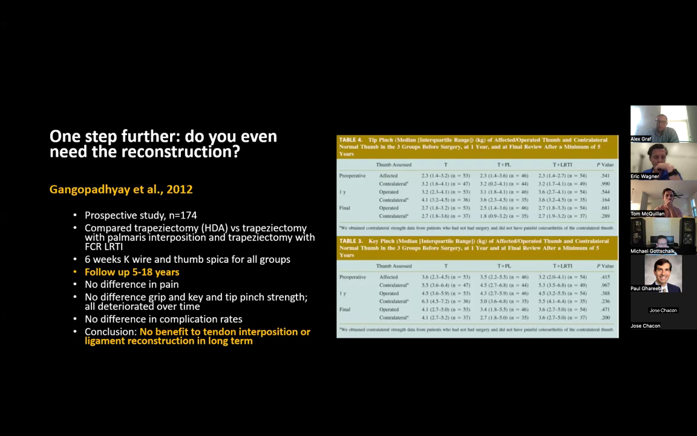Do you need the reconstruction? Here's a study prospectively comparing hematoma distraction arthroplasty to LRTI with follow-up that was very highly variable, 5 to 18 years, but still long-term follow-up, which really showed no difference.